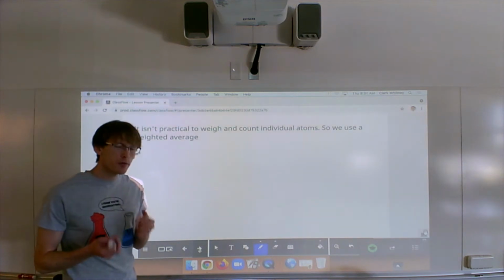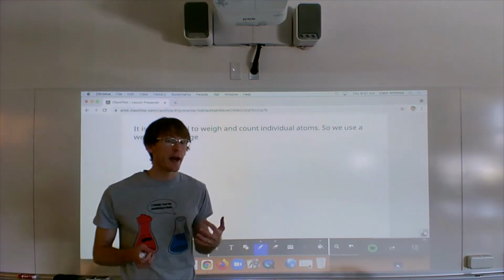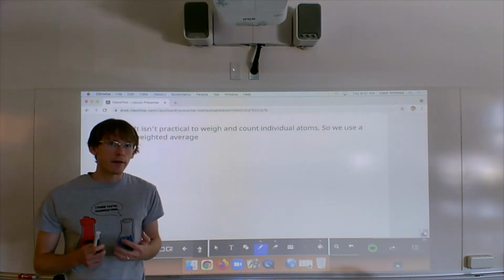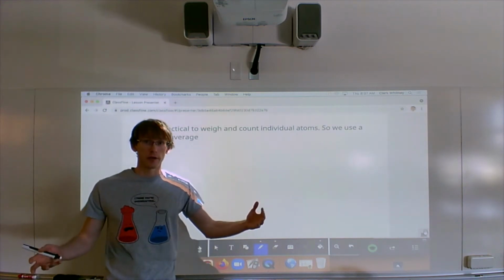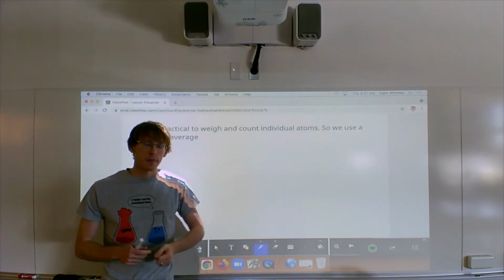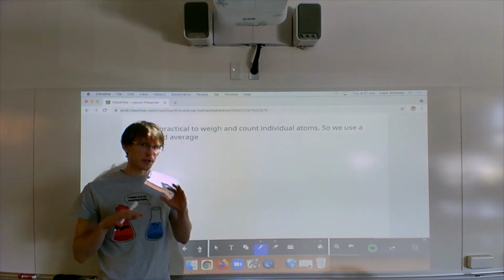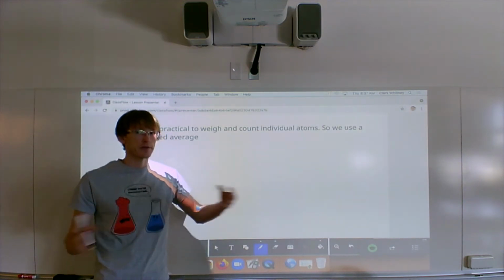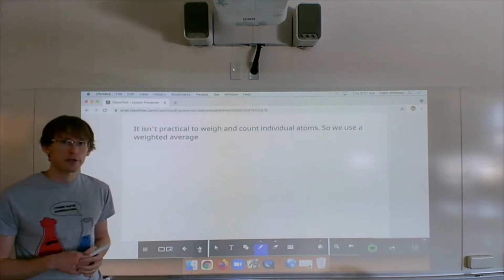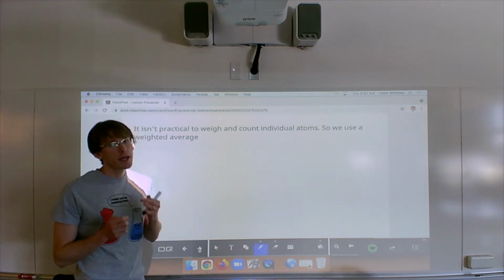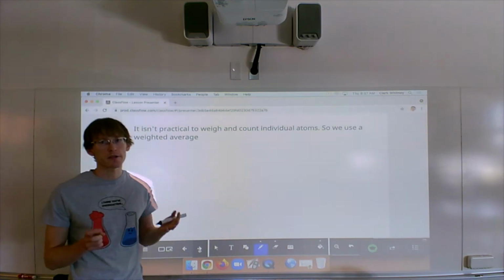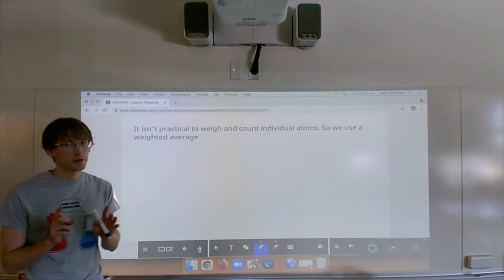And so instead what we'll do is we'll use what's called a weighted average to figure out the average atomic mass of all chlorine, not just 8 atoms. As it happens, those 8 atoms are pretty close to the distribution that you get if you were to just take lots of chlorine and figure out their average mass. But again, we can't count individual atoms just because they're too small. So we'll use what's called a weighted average.